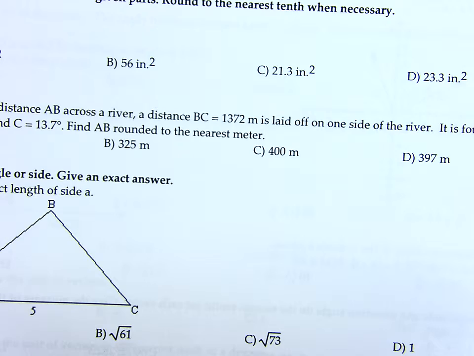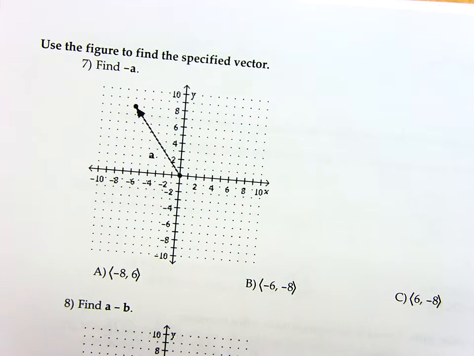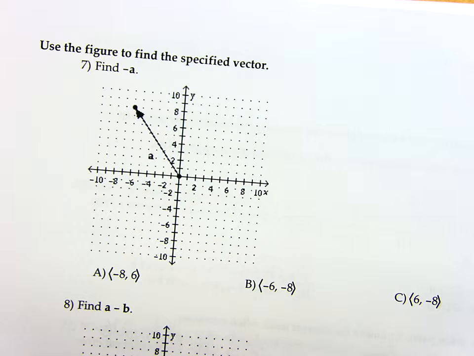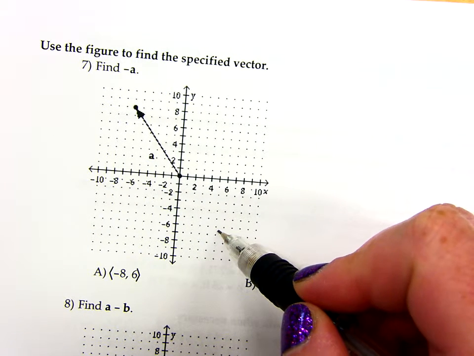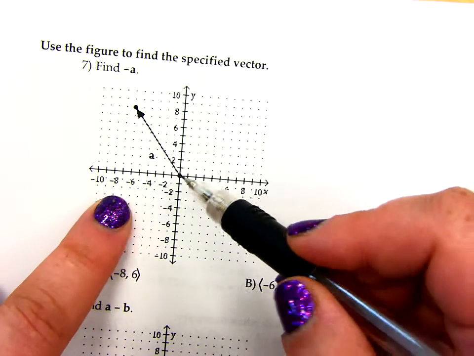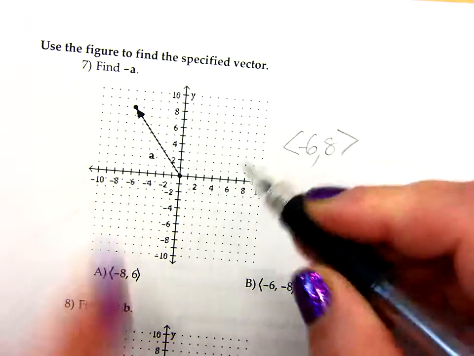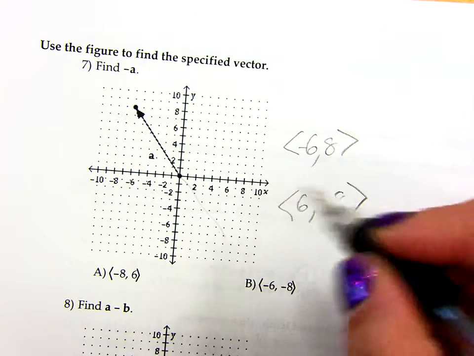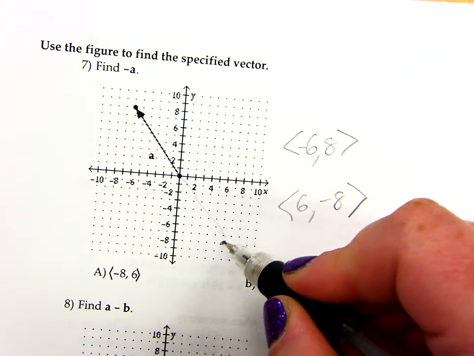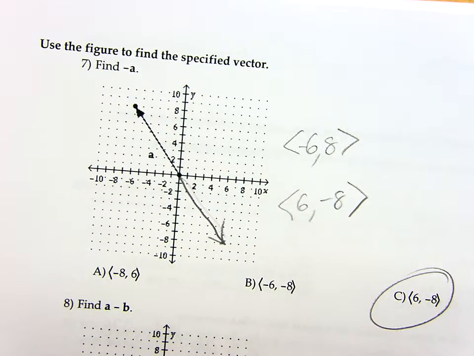Oh, good. Some vector stuff. The vectors are nice because some of these are super easy. If that's A and I want negative A, isn't it just the exact opposite? Doesn't it just go in the exact opposite direction? So if A is at negative 6, 8, wouldn't negative A be at positive 6, negative 8? Yeah, 6, negative 8. There we go. Choice C.